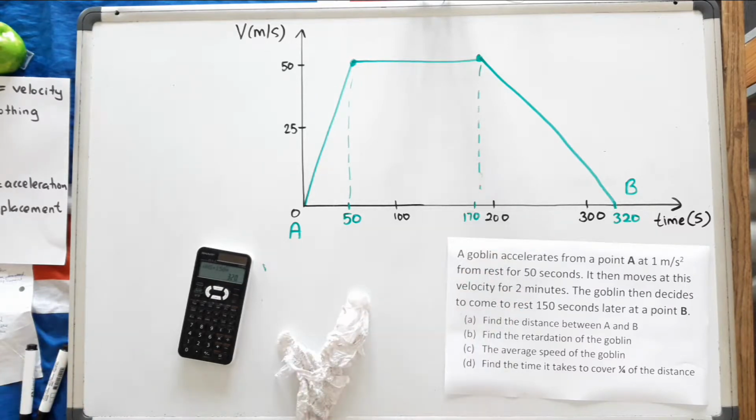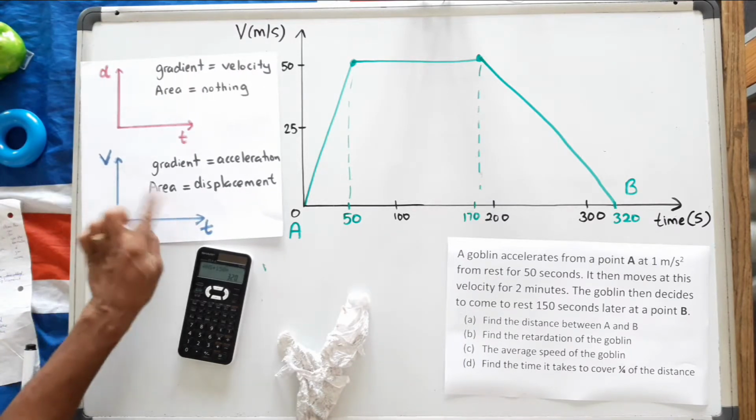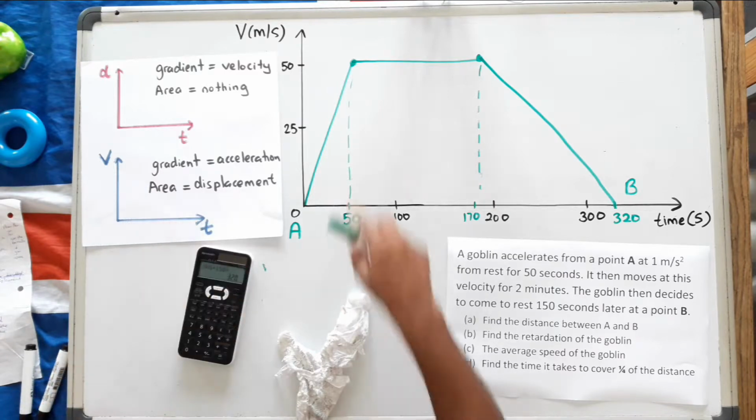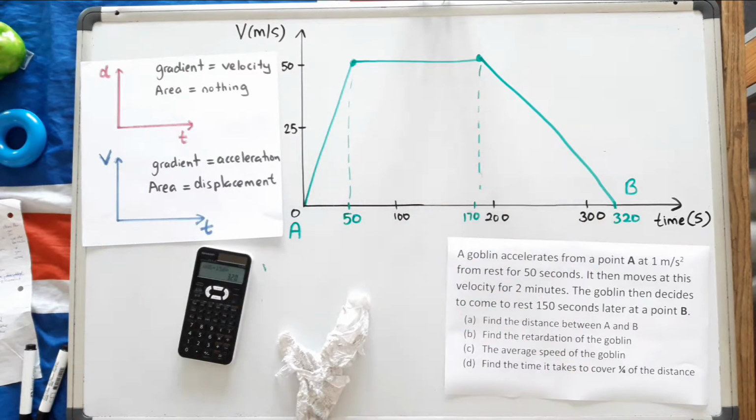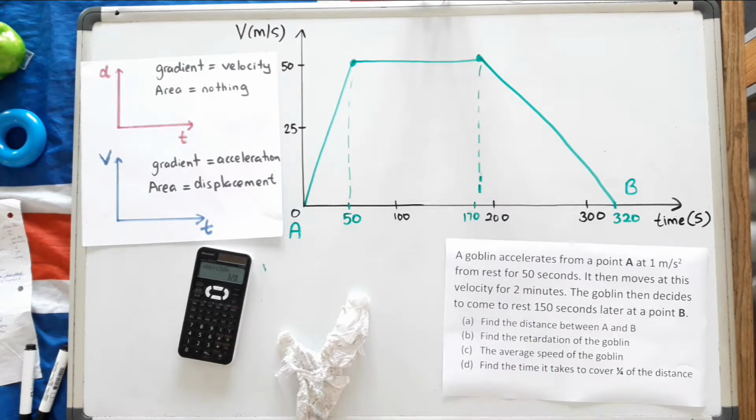So I drew my graph and now I'm going to start answering the questions. I have to find the distance between A and B. Like, what's the total distance? Remember, in a velocity time graph, if I were to find the area underneath the whole graph, I would get the total distance. So there are two ways you can do this.